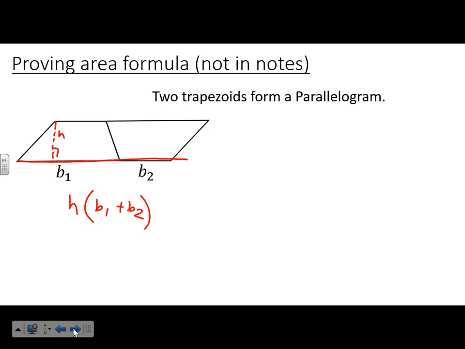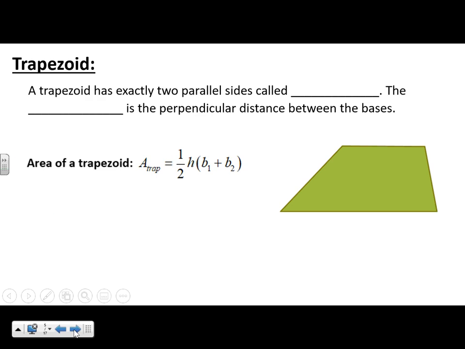So that would give us the area of this whole parallelogram, but I don't want the whole parallelogram. I just want one of the trapezoids. If two trapezoids make up this parallelogram, then one trapezoid is going to be half of that formula. So it's half of the height multiplied by base 1 plus base 2. So you see that formula here.